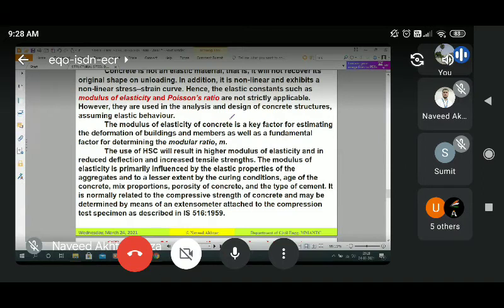It is normally related to the compressive strength of concrete and may be determined by means of an extensometer attached to the compression test specimen as described in IS 516 1959.